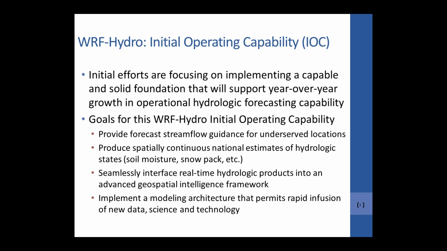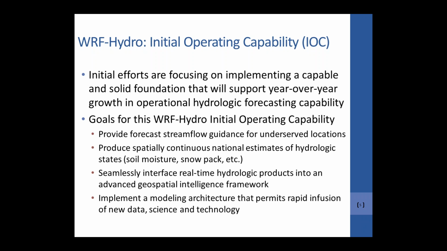Beyond streamflow, we're also seeking to provide spatially continuous national estimates of hydrologic states like soil moisture, snowpack, etc. Quite often we may have, again, bits and pieces of this where we have regional estimates of some of these quantities, but what we want to do is eliminate the boundaries and provide a seamless picture, a snapshot of the nation's hydrologic condition, both in an analysis sense as well as a forecast sense.